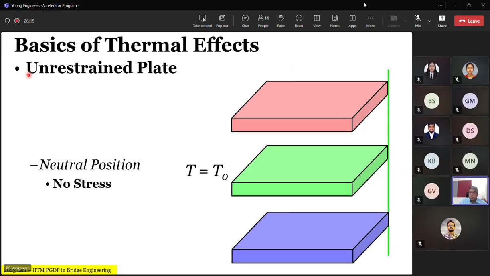Now comes the question of an unrestrained plate, that means your plate is unrestrained in a neutral position. When T is equal to T naught, there is no stress and there is no deformation.